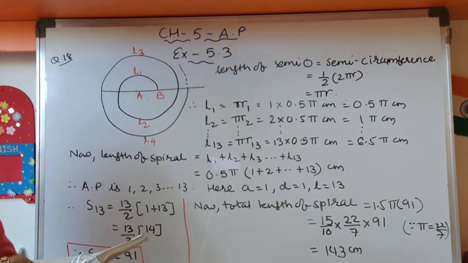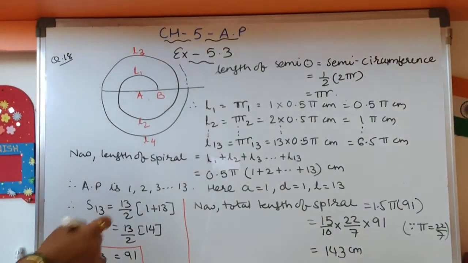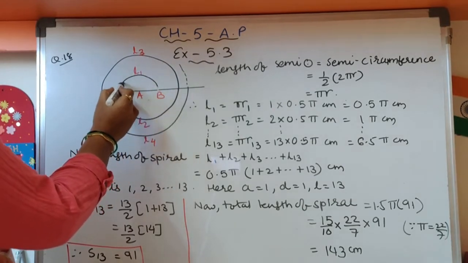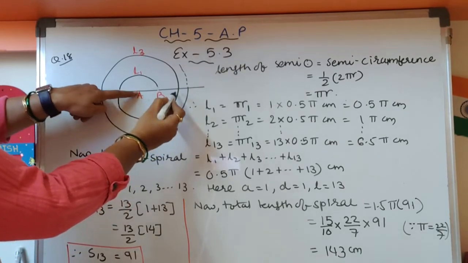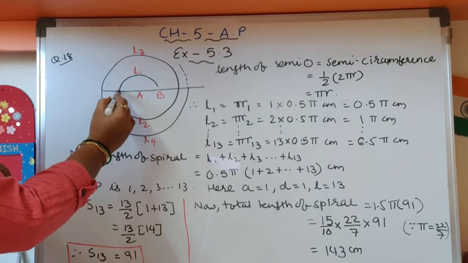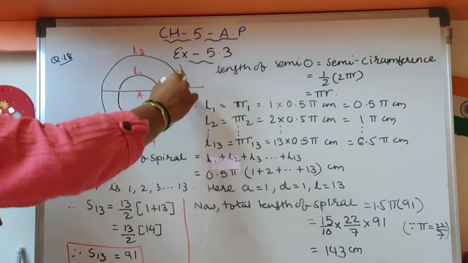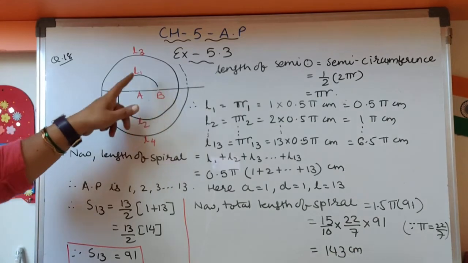And the hint is given that the lengths of successive semicircles are L1, L2, L3, L4 with the centers at A, B, A, B respectively. Okay, so here I have drawn a figure. In this, the center at B and then the semicircle is L1. Now it will move to L2 and now the center is A. Have you seen? Here A is the center for this one, L2. Now for L3 again B is the center. So alternately the centers change. First is B, then A, then again B, like that.